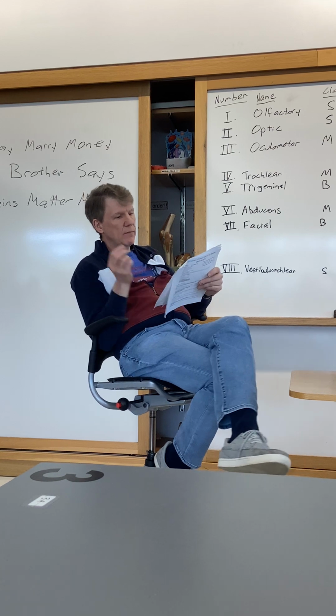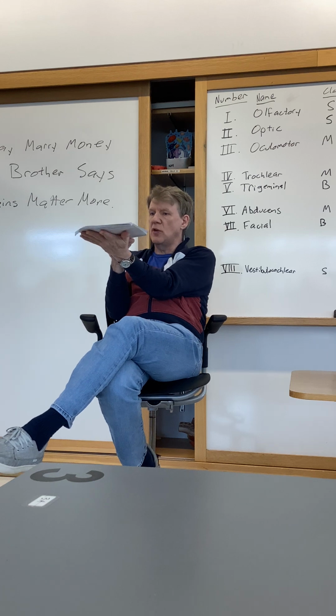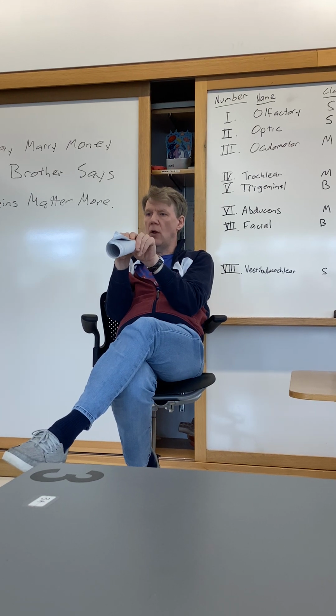Development of the nervous system. Remember, it's all about the ectoderm. What's the name of that flat thing that should fold? That's the neural plate. And when it folds, it's called the neural tube.